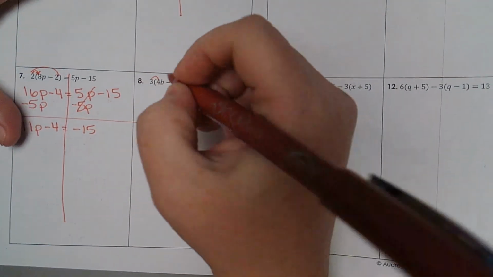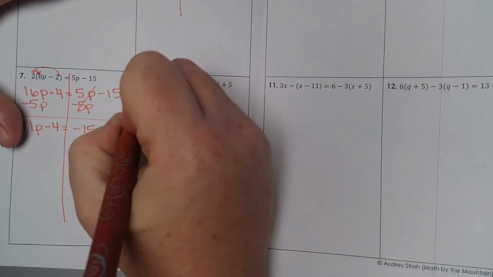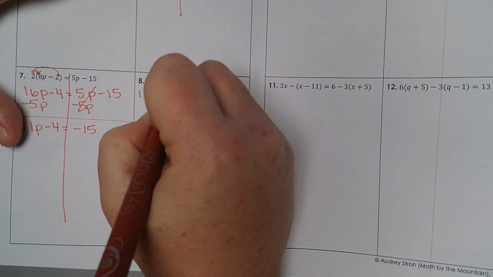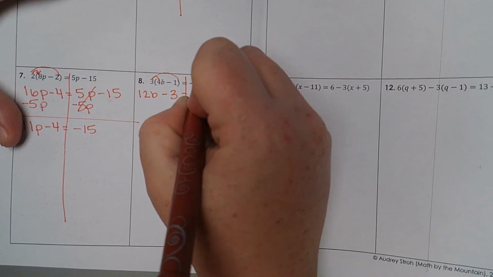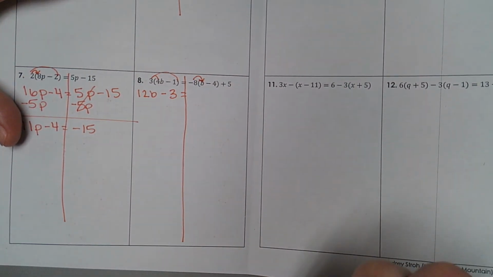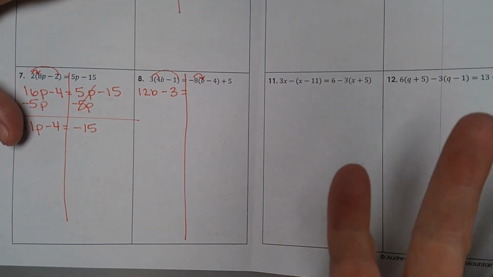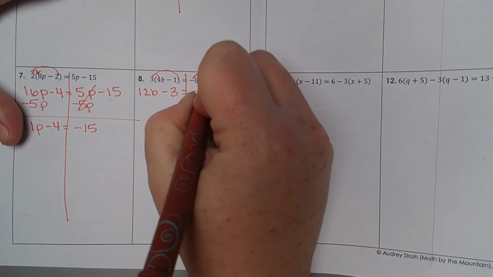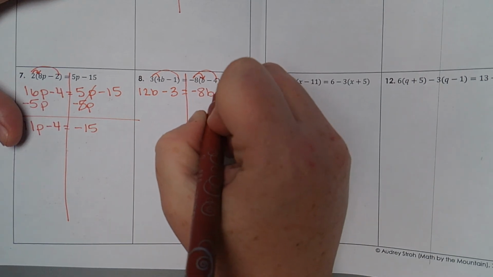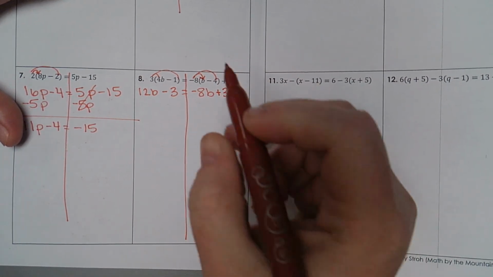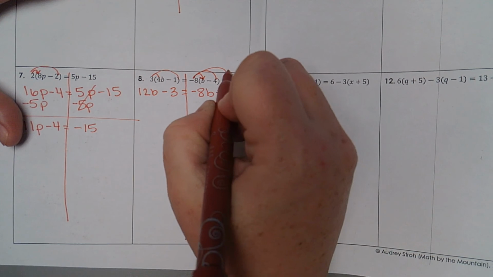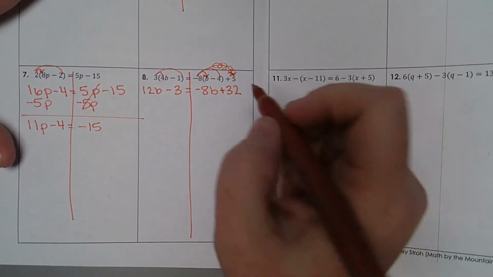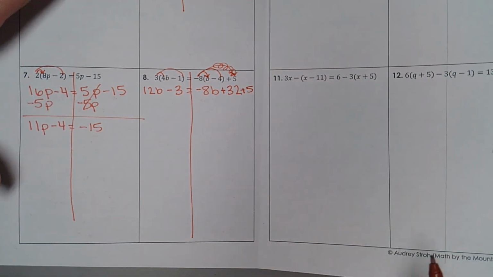We have 3 times 4, which is 12b, and then 3 times negative 1, which is negative 3. Negative 8 times 1b. There is no coefficient with the b, so it's 1. You have 1b. So we have negative 8b. Negative 8 times negative 4 is positive 32. I don't do 8 times 5. I just drop my plus 5 down.